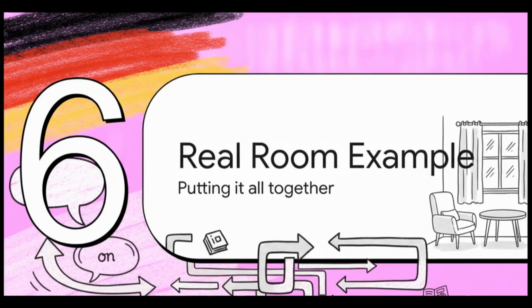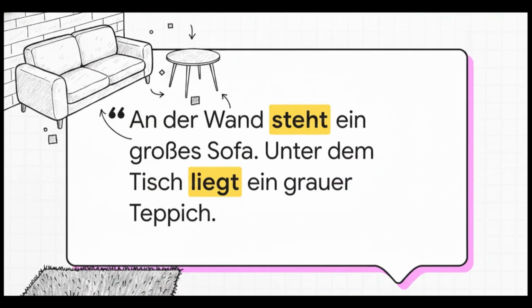Section 6. Real room example. Putting it all together. Now we get to see all this vocabulary, our two-way prepositions, and our dative rules operating completely seamlessly in a cohesive, real-world text. Just listen to how beautifully the dative case paints a static, cozy, and highly visual picture of exactly where everything belongs. "An der Wand steht ein großes Sofa."